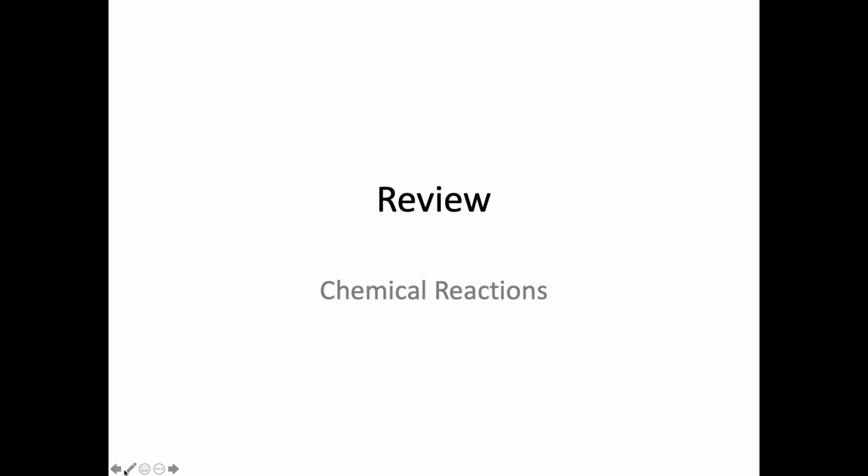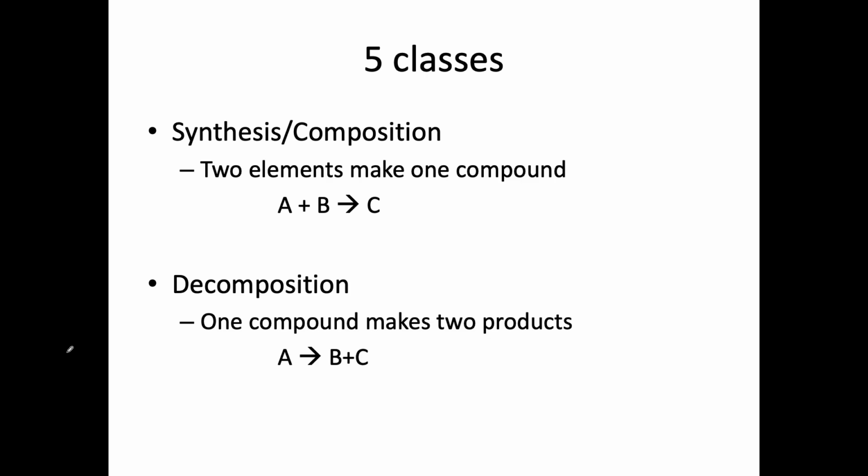Let us start with this quick review on types of chemical reactions. We're going to have 5 classes of reactions, and these are the basic 5 classes that we're going to expand on. Basically, we're going to go from moving different elements to hydrogen and then to electrons. So, 5 basic classes.